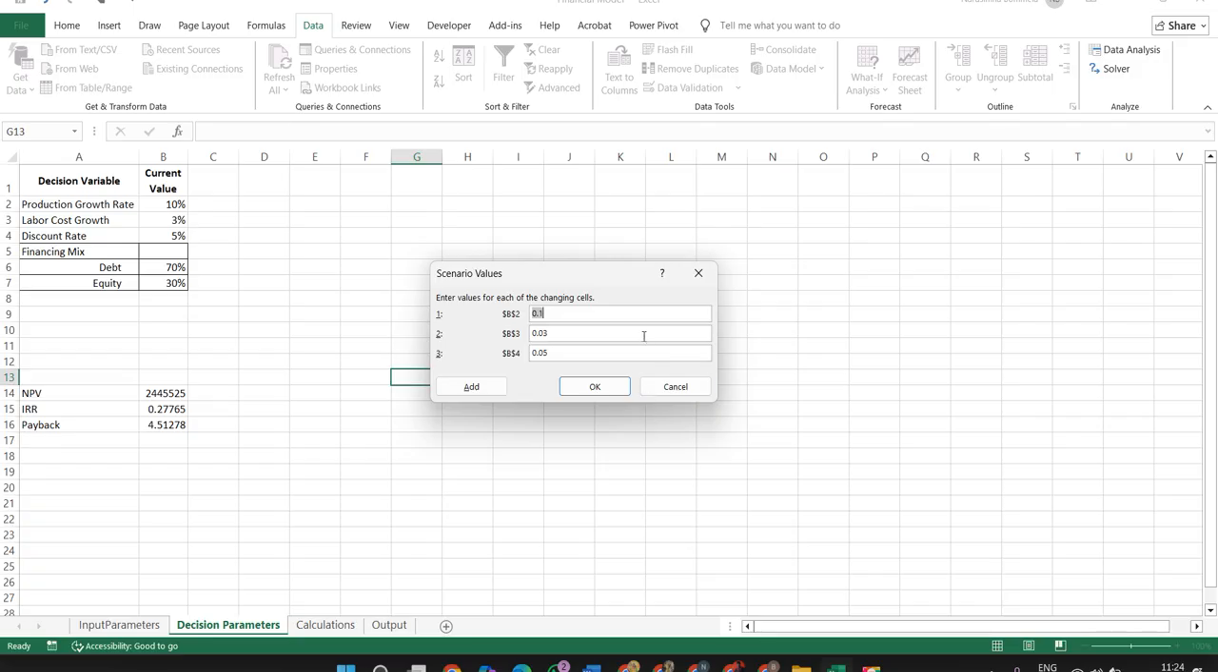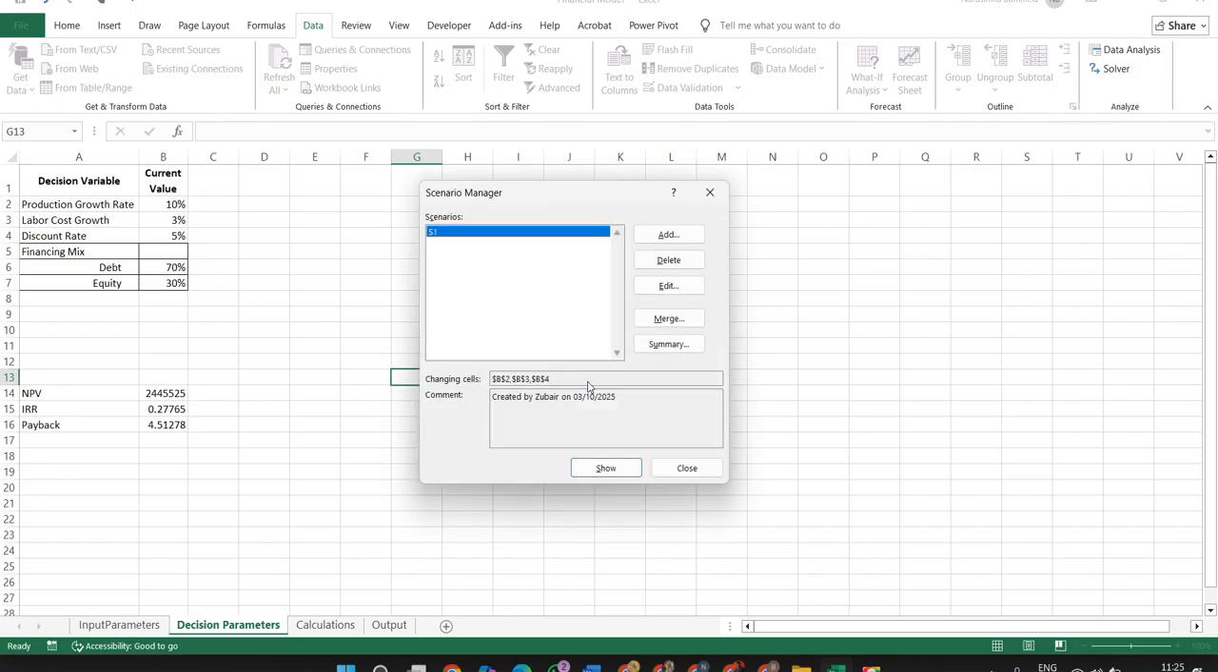The changing cells are these three things, and give values to them. So anyhow, you can give any values. Base value is already there. For the first, I give 20%, and the interest rate I will increase to 5%. The labor cost I will increase to 10%. Okay, and the changing cells are B2, B3, B4.